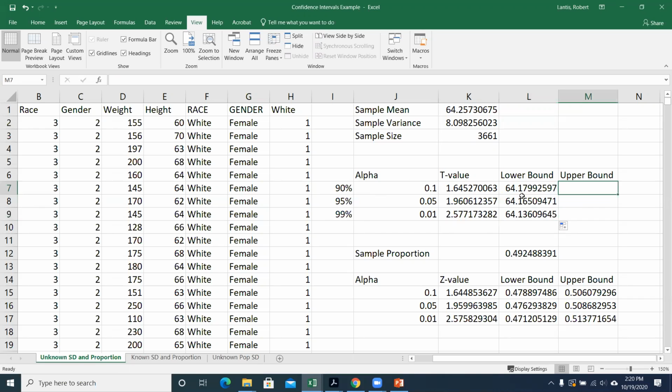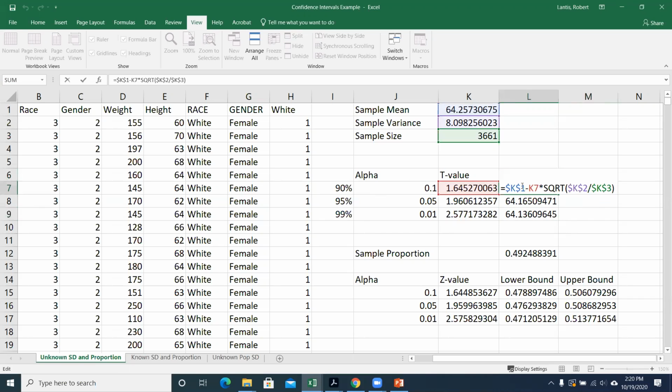How do I find the upper bound? It's the exact same equation I have here. So if I double click on this cell, it's this exact same equation, but I'll be adding that margin of error instead of subtracting it. So I would do it this way.